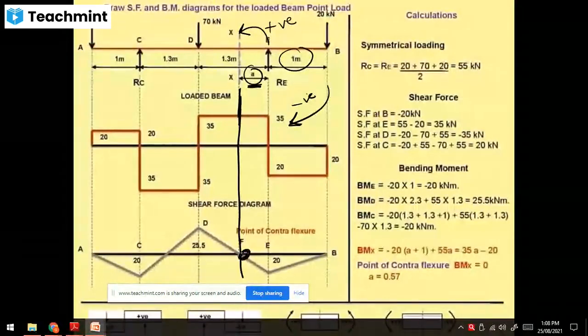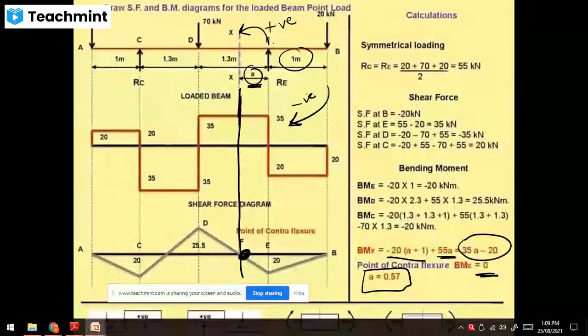So this is the point of contraflexure. Towards the right of the section, clockwise negative, anti-clockwise positive. So minus 20 into A plus 55A. So 35A minus 20 is equal to 0, that you have to equate to 0. So we get the distance A is equal to 0.57 from point E. From point E, the point of contraflexure is located at a distance of 0.57.